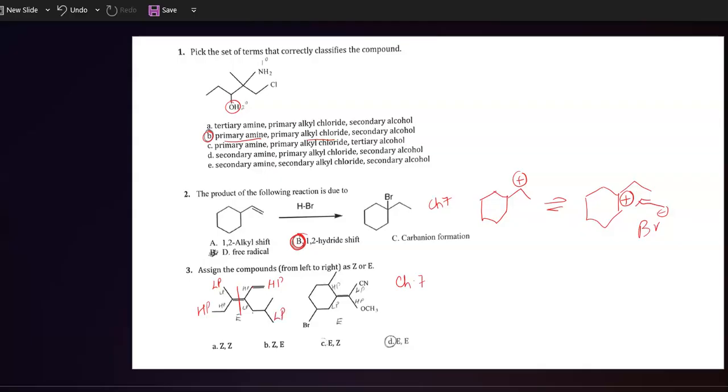So this is my low priority. Since the high priorities are on opposite sides and the low priorities are on opposite sides, this should be an E. And same thing here: when we look at the 2 carbon atoms forming the double bond, you can look at the priorities and that results in this also being an E. So your answer should be EE.